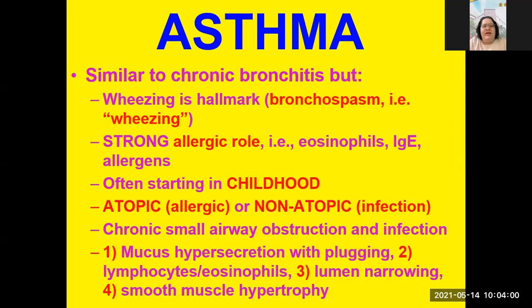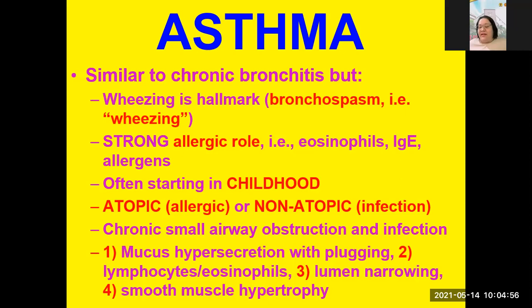And then, of course, you have to stabilize this patient. There's a strong allergic role related to asthma. There may be increased eosinophils and IgE, and of course, increased IgE and eosinophils are related to allergens. This often starts in childhood, so it could be atopic or allergic, or non-atopic related to infection. Infection can also trigger asthma. The common cold can trigger asthma. In children or in adults, it's very common that they will have a cold and then later on develop asthma. So there is chronic small airway obstruction and infection.